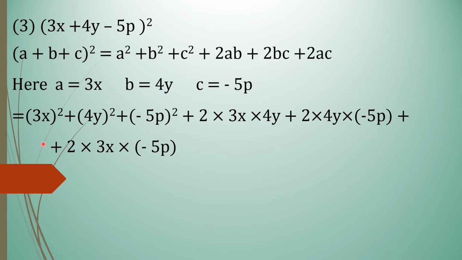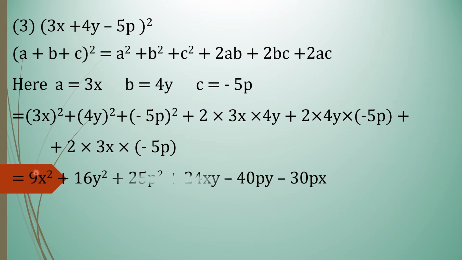Next step. 3x the whole square will become 9x square, plus 4y the whole square will become 16y square. Then plus, now students, minus 5 the whole square. The power is even, so the negative will turn to positive. So you'll get 25p square. Plus 2 into 3x into 4y. We'll multiply the numbers first: 2 into 3 is 6, 6 into 4 is 24, into x into y. So we'll get 24xy.